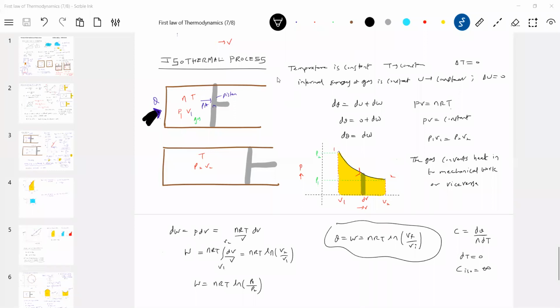Ideal gases, real gases will not undergo isothermal process. Any gas can undergo isothermal process provided the temperature should be constant. So how is temperature constant? We have to maintain it. On its own, it is not possible.